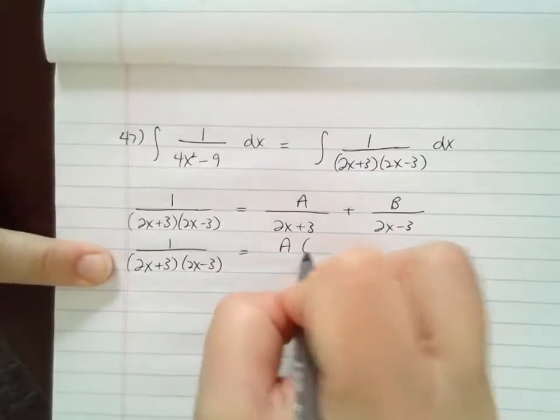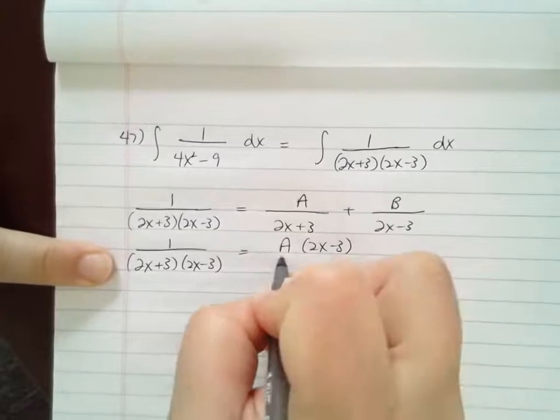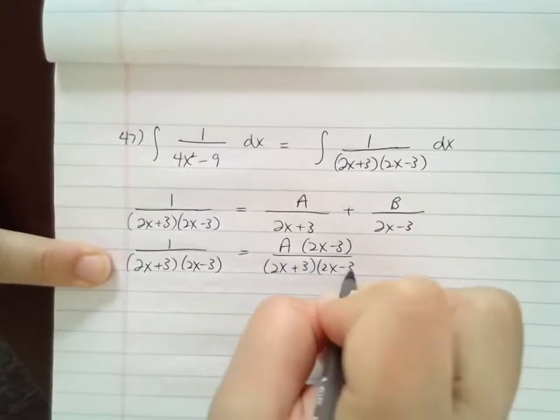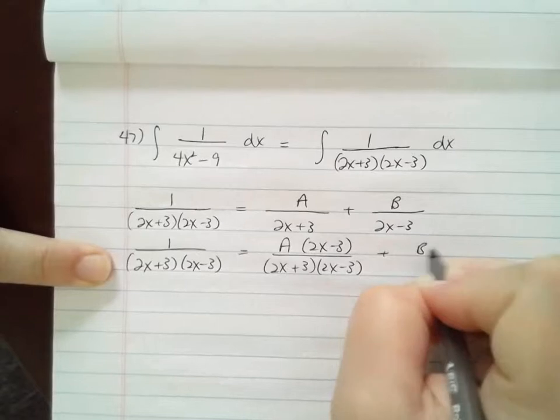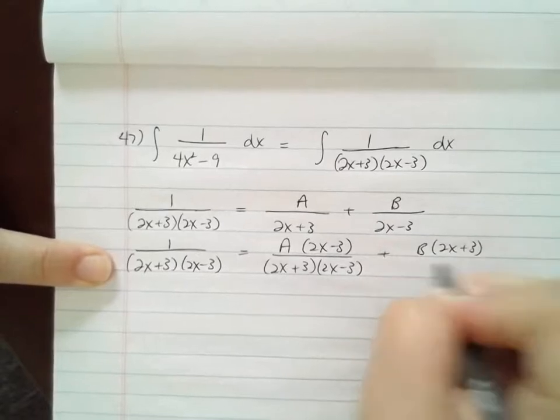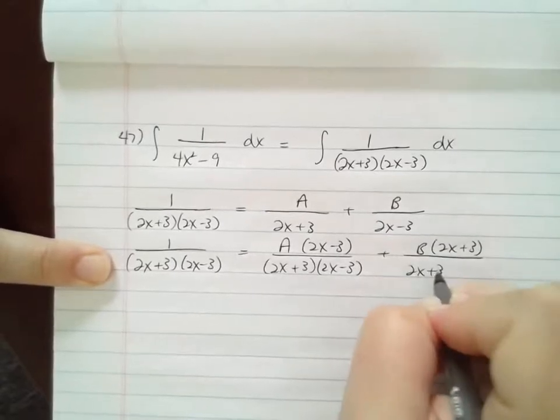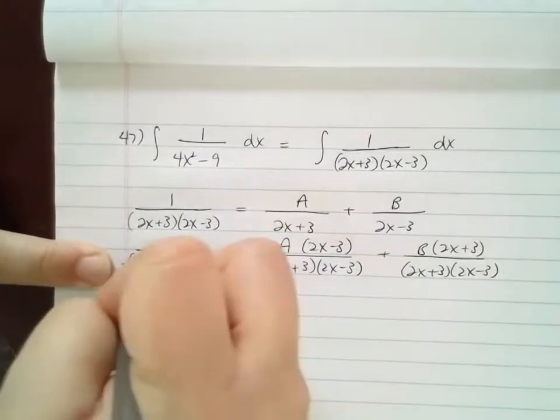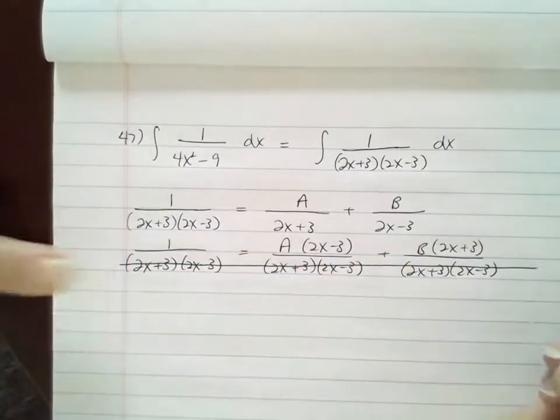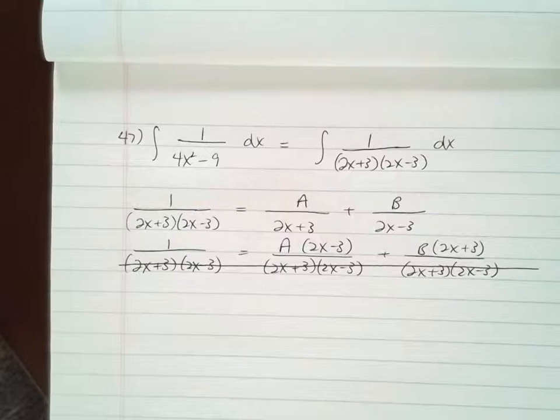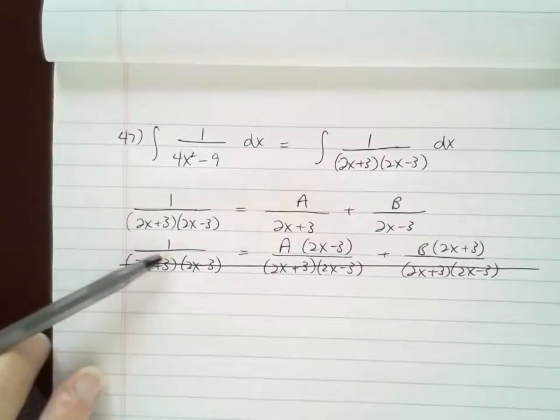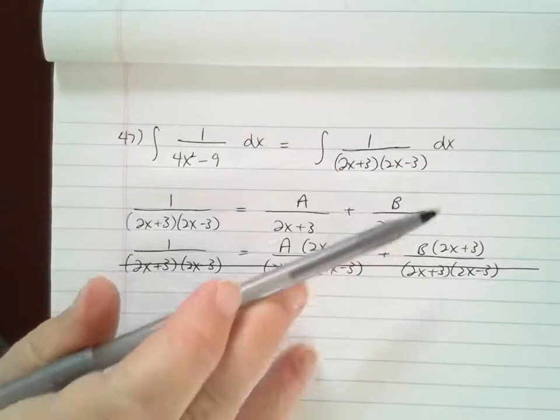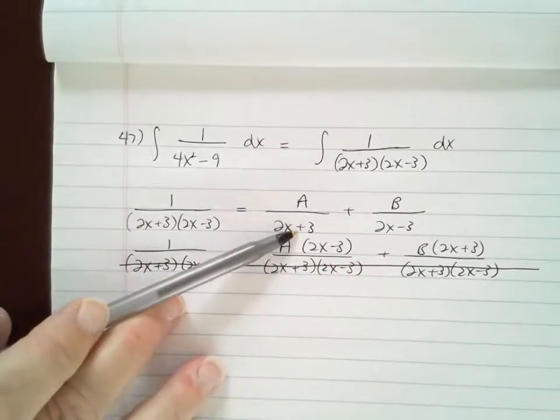The A fraction is missing the 2x minus 3. And the B fraction is missing the 2x plus 3. Once the denominators all match, you can ignore them. So what I'll often do is immediately jump to this step. I'll say this numerator is equal to A times the other denominator plus B times the original denominator, or the first denominator.